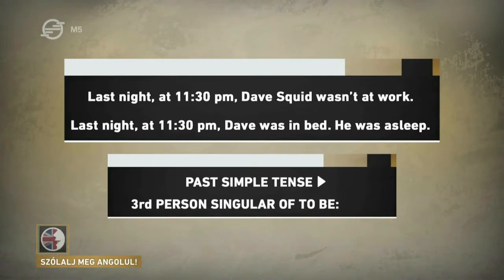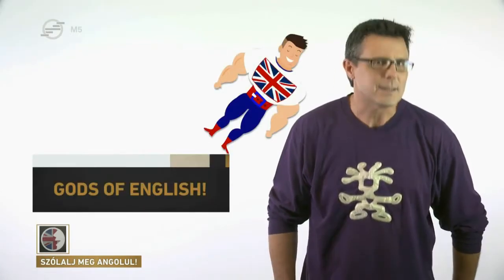Fine, we know that. Now, think about what we said about last night. Last night, at 11:30 p.m., Dave Squid wasn't at work. Last night, at 11:30 p.m., Dave was in bed. He was asleep. Okay, great. So, what's the correct form for the third person singular of the verb to be in the past simple tense? Bingo, lotto, goal, shot, ace, hole in one. You nailed it. God of English that you are. Well done. The correct form for the third person singular of the verb to be in the past simple tense is was. That's it. Simple.